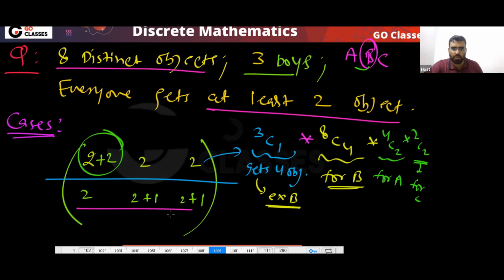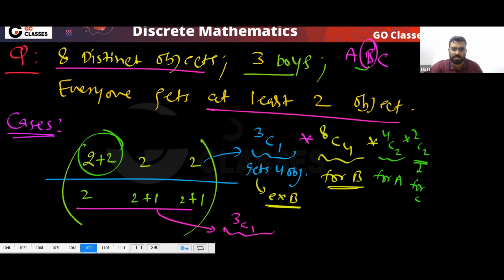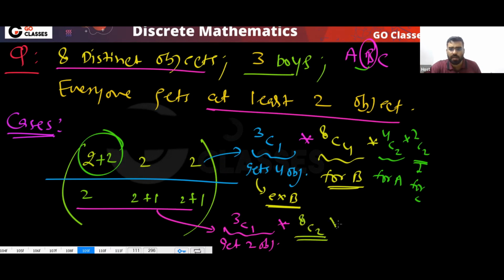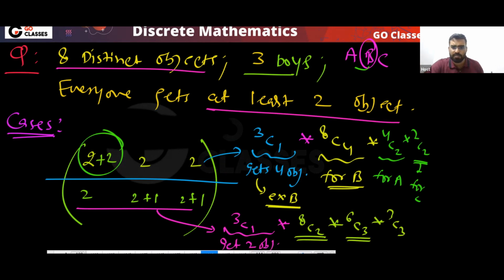What is the answer for this scenario? In this scenario, you decide who will get 2 objects. Yes or no? You will decide who will get 2 objects. So for example, B. Then it means from 8 you select 2 and give to him. From the remaining you select 3, give to the other, and from the remaining you select 3, give to him. Okay, so this is your answer. Is this clear to everyone?